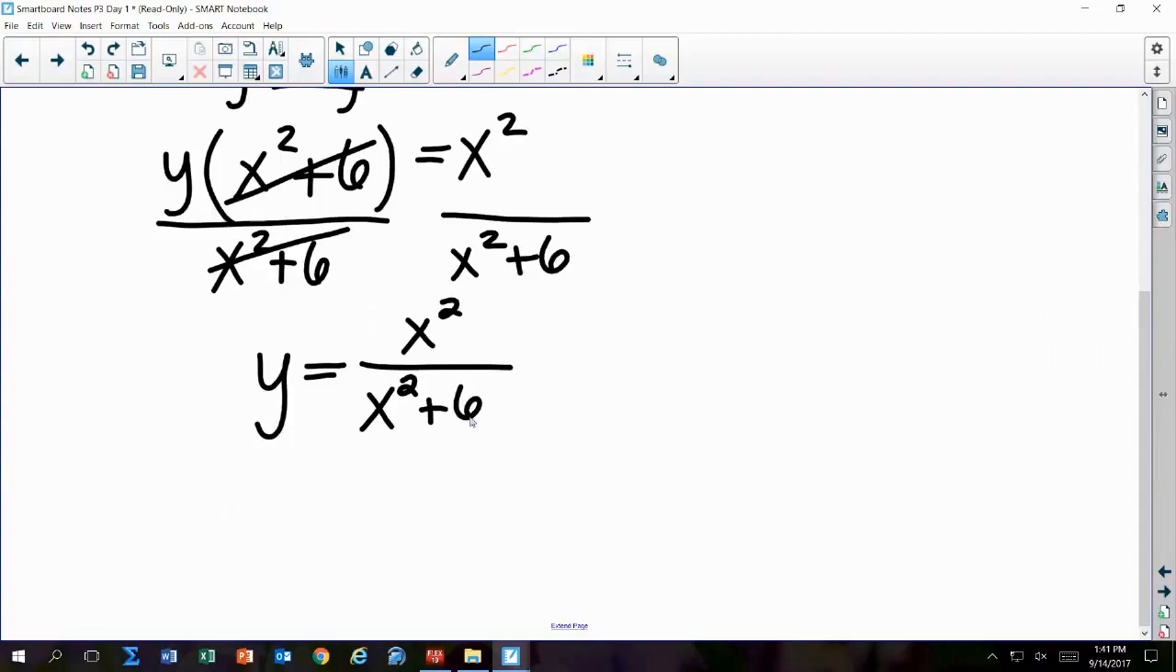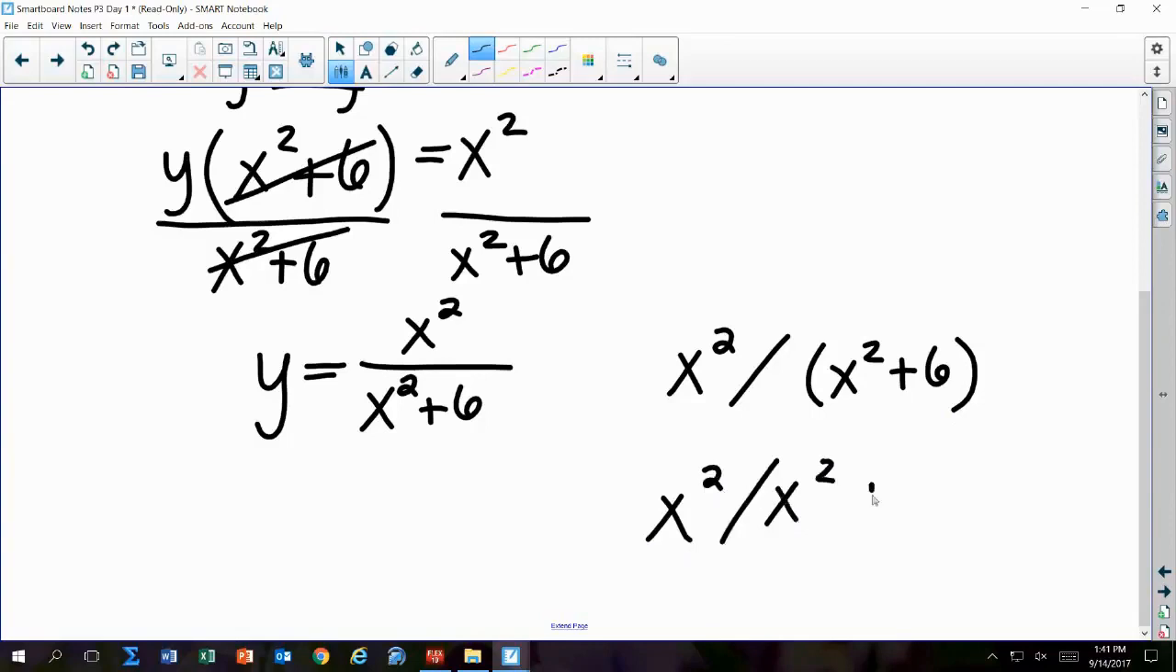When you're typing it into your calculator, you want to make sure that you're doing x squared divided by, and then putting this x squared plus 6 in parentheses. Why is it imperative that you put x squared plus 6 in parentheses? How is that different than this? How are those two things different?